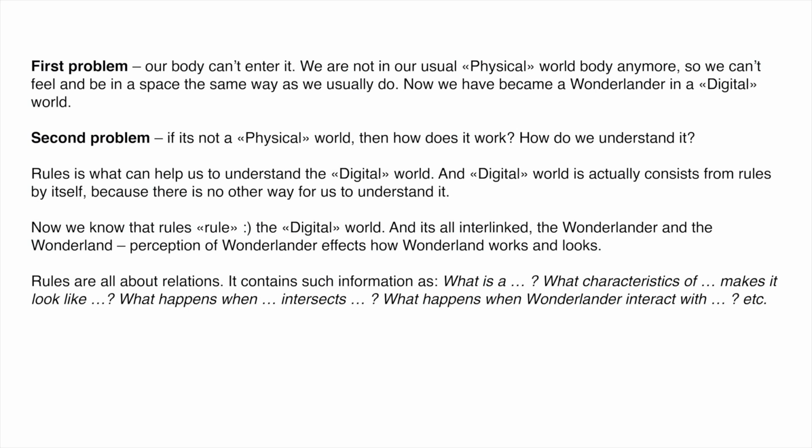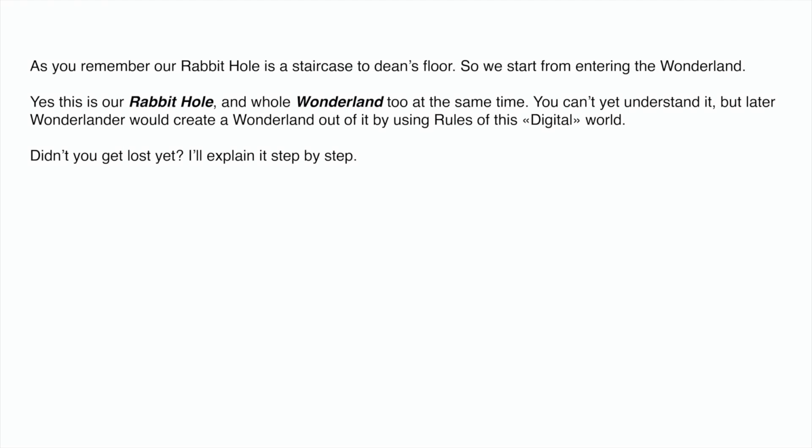Rules are all about relations. They contain such information as: what is this? What characteristics of that make it look like this? What happens when that intersects this? What happens when the Wonderlander interacts with that? Etc. As you remember, our rabbit hole is the staircase to the Dean's floor.